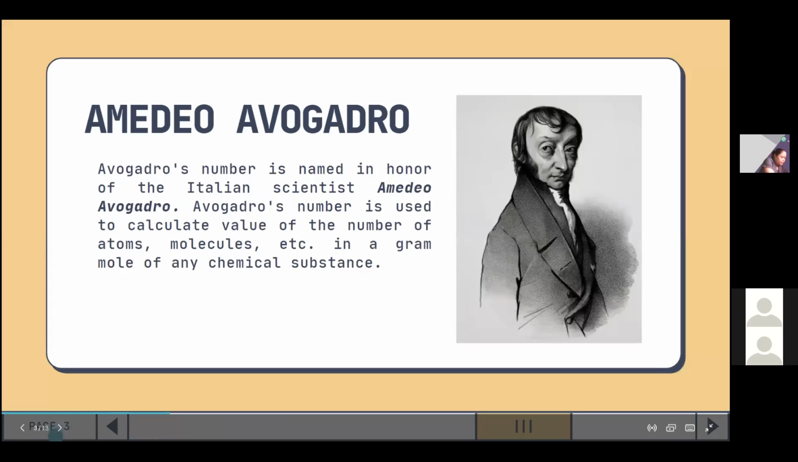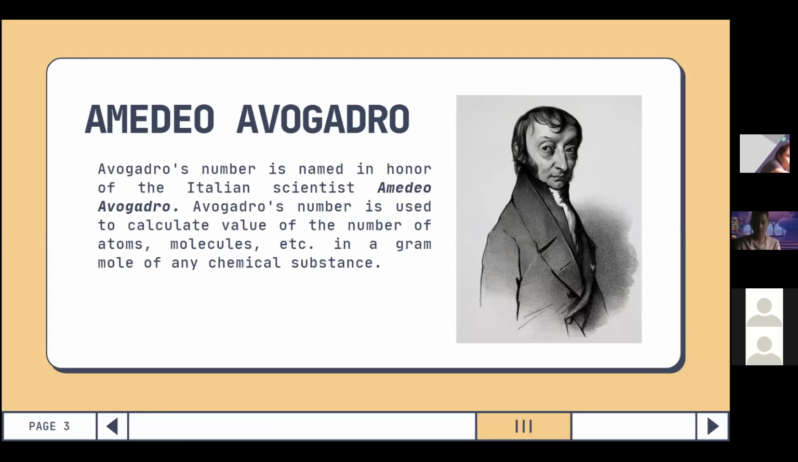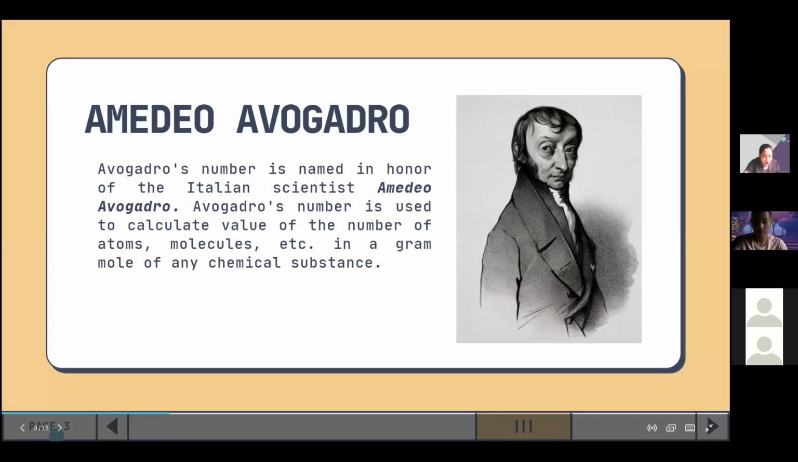Amadeo Avogadro. Avogadro's number is named in honor of the Italian scientist Amadeo Avogadro. Avogadro's number is used to calculate the number of atoms, molecules, etc. in a gram of mole of any chemical substance. Here, the next slide of reports.